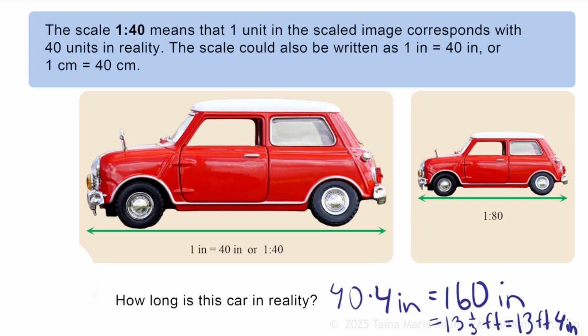And here you can also read, the scale 1 to 40 means that 1 unit in the scaled image corresponds with 40 units in reality. The scale could also be written as 1 inch equals 40 inches or 1 centimeter equals 40 centimeters. The unit doesn't matter. What matters is the actual scale, 1 to 40.